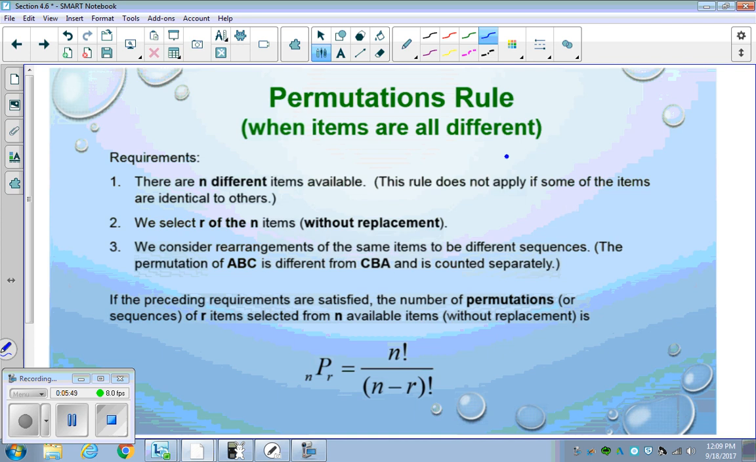This is where order matters. And when you read one and you're trying to figure out, that's what you need to be asking yourself: does order matter? Now, if it says how many ways can I arrange books on a bookshelf, that's order. Order matters.